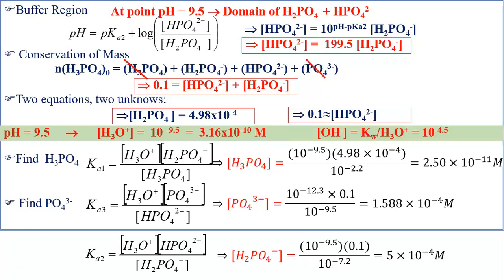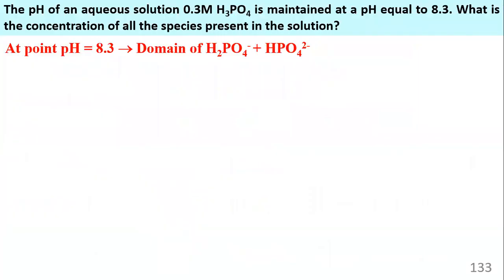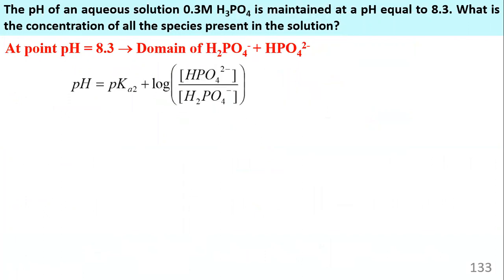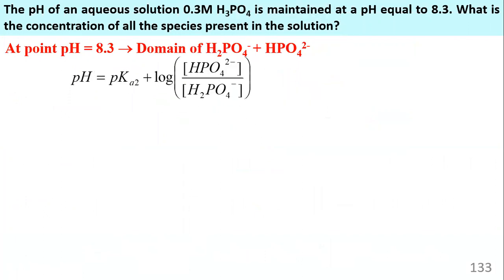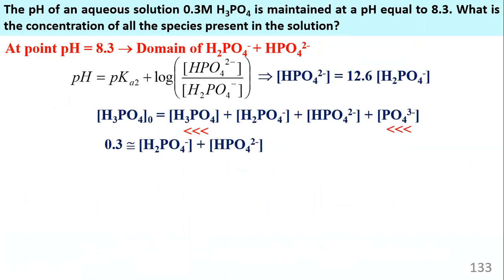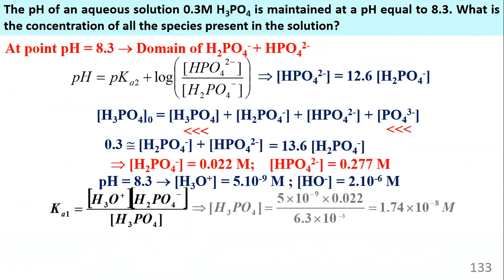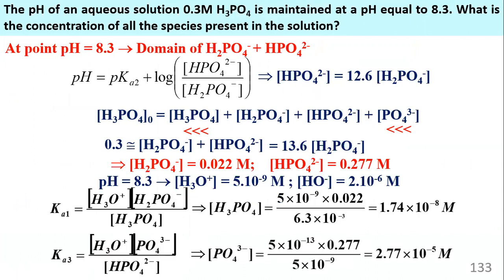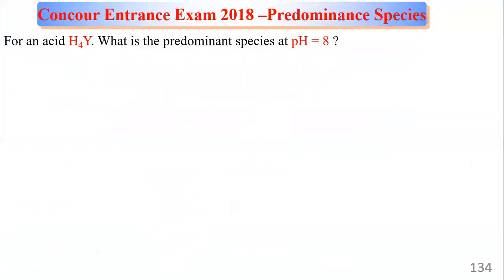Okay, great. I'm going to leave this question up to you to solve. This is at pH 8.3, and they ask you for the concentration of all species present, and I will give you the solutions to this. Try it on your own, and you'll know yourself if you're getting the correct answer or not.